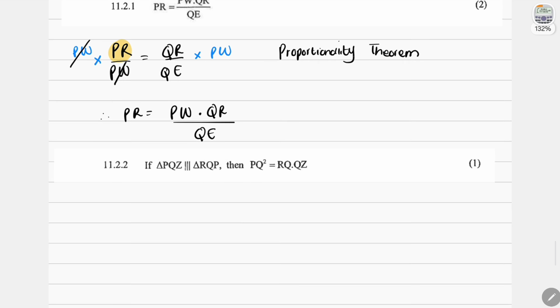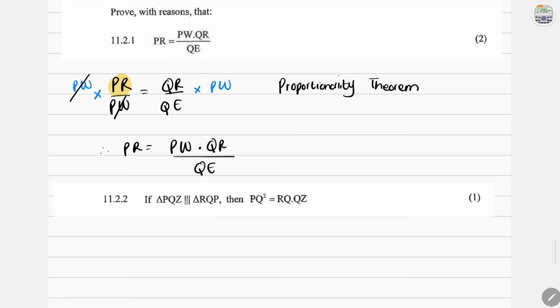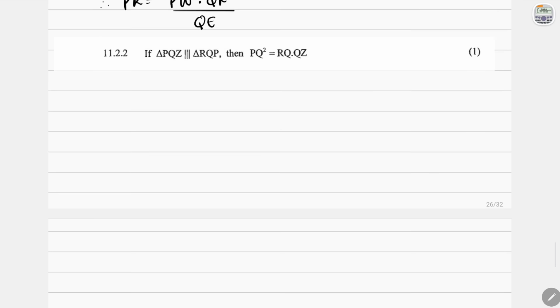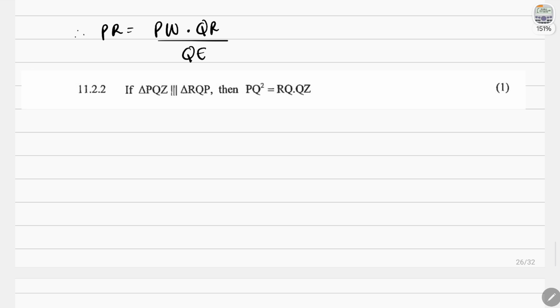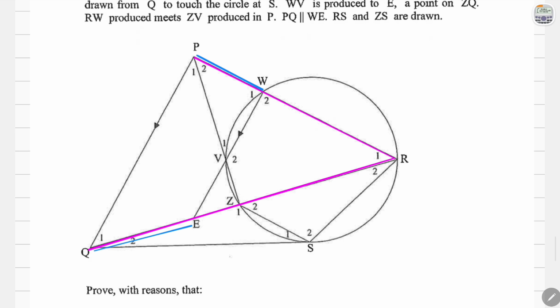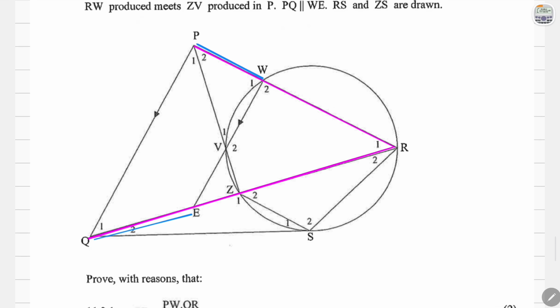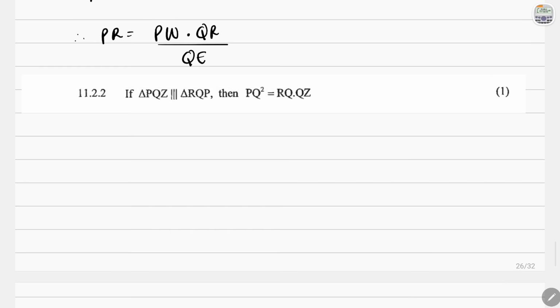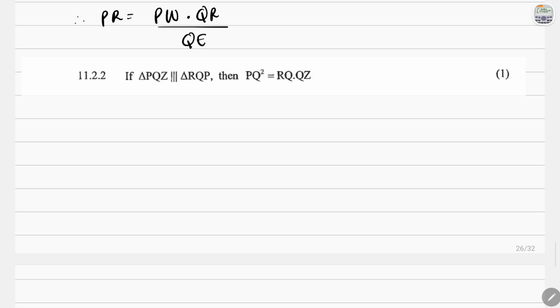Okay, in the next question, 11.2.2, this is a proof with reasons. They're saying prove with reasons that if you are given that triangle PQZ is similar to triangle RQP, then you need to prove this. With this, you don't even need the diagram. You can use it, but I would not, because I wouldn't want to get intimidated by the shape itself. I'm going to focus on the letters they have used, and if there is a need for the diagram, I'll go back to it. It's only 1 mark.